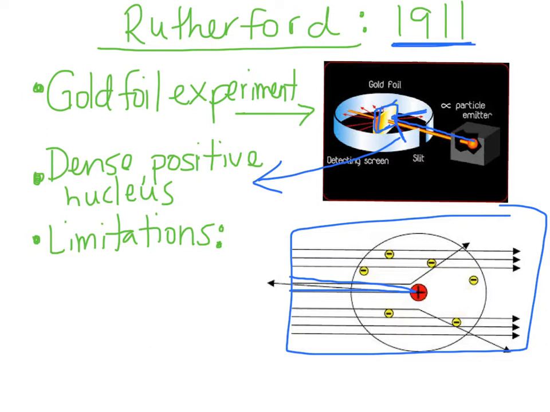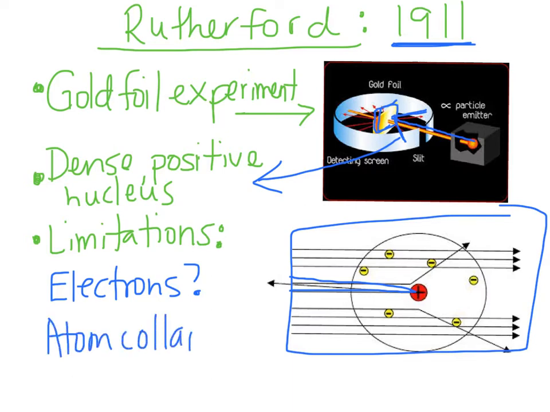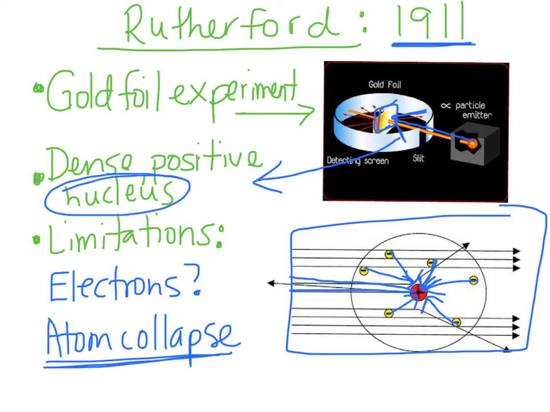And so his model doesn't really include anything about what the electrons are doing. In fact, based on his model, the atom would just collapse, because we know that positives and negatives like to go towards one another. So based on his model, he didn't explain anything about the electrons. Everyone just assumed that atoms would just collapse because the electrons would go straight to the nucleus. So there is a huge limitation for his model, but he gets credited for discovering the nucleus.